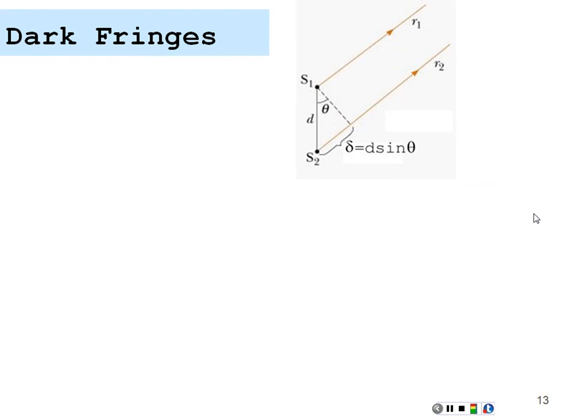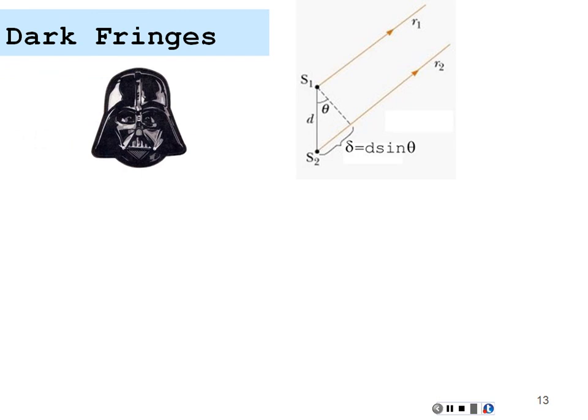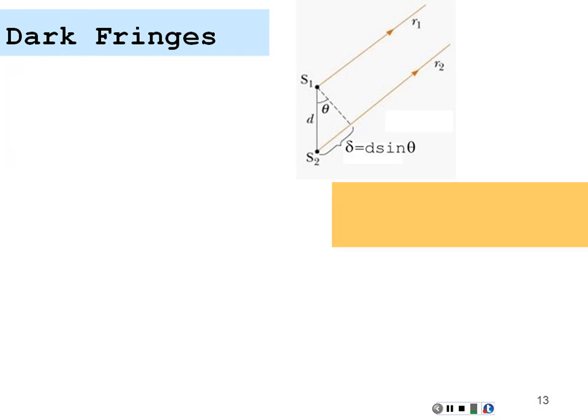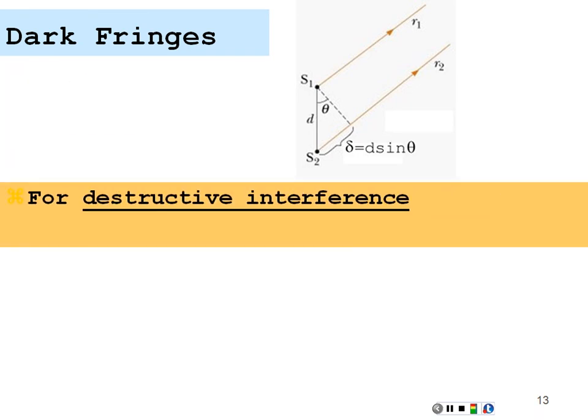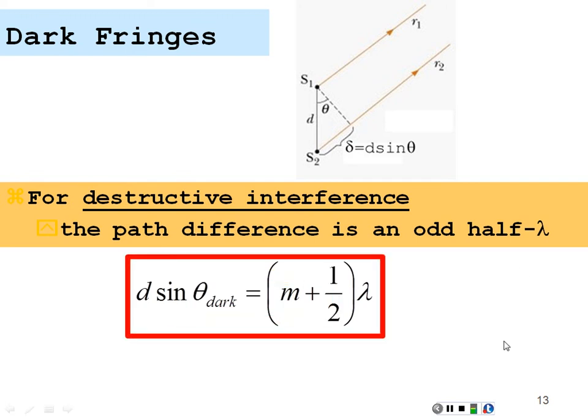We could also get dark fringes. For destructive interference, we need the path difference to be an odd half integer, so that our path difference d sine theta for dark fringes is equal to (m plus 1/2) times lambda, where m again in this case is an integer. So for the 0 value of this, we would get our first dark fringe on either side.